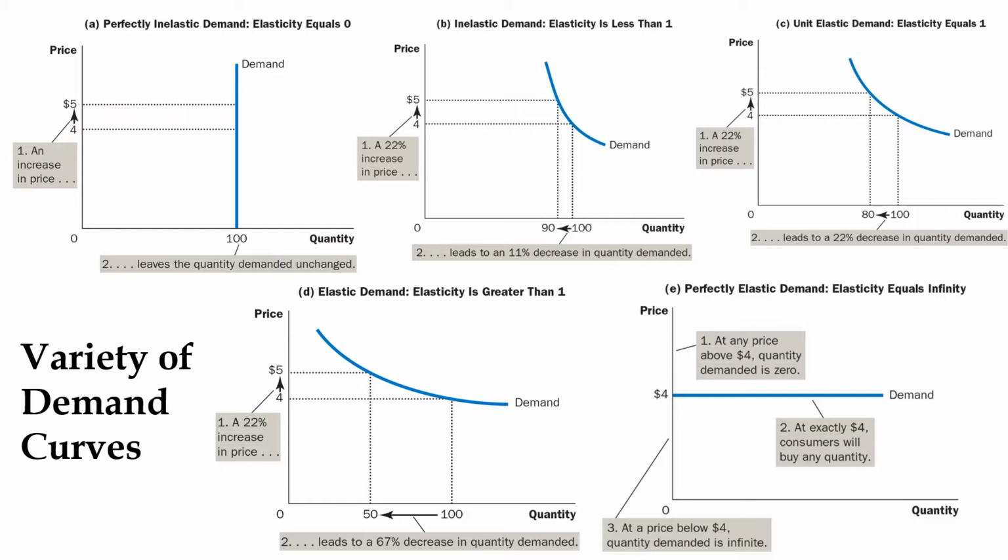Let's take graph A here. A is perfectly inelastic. And this is really a hypothetical situation. This is the extreme that doesn't happen in real life in practice. In other words, it doesn't matter how much the price is, there will not be a change in the quantity demanded.